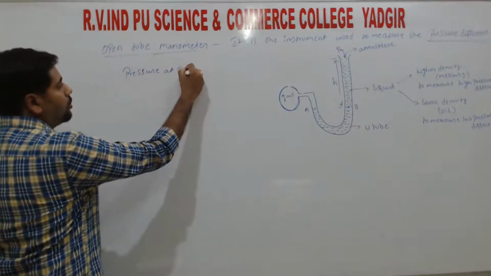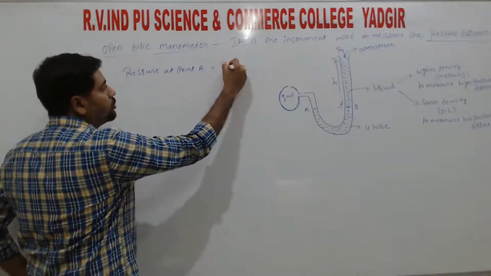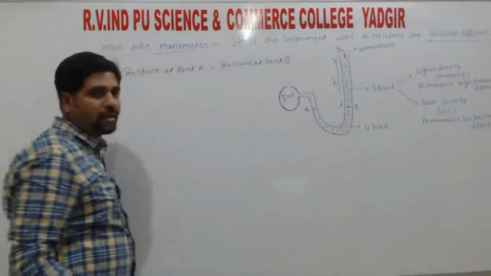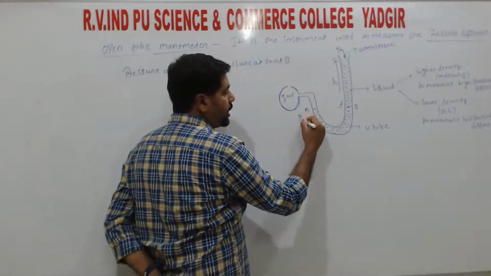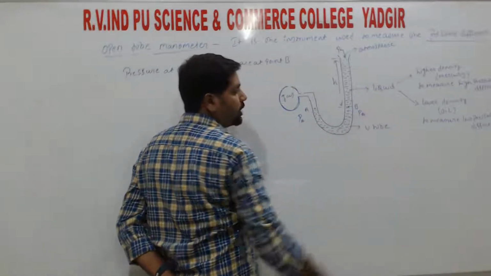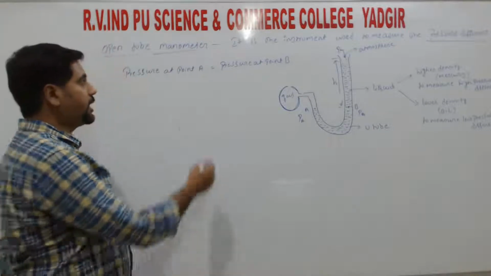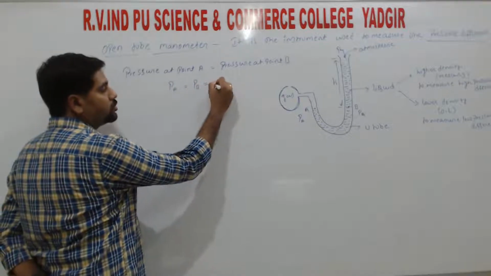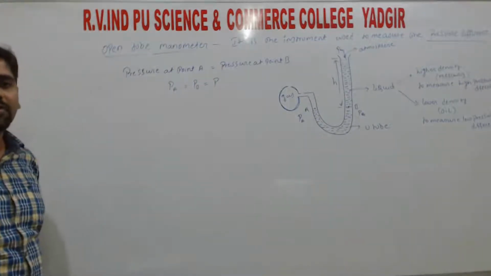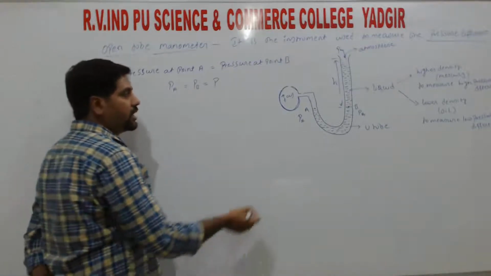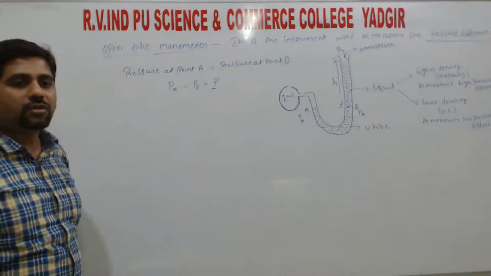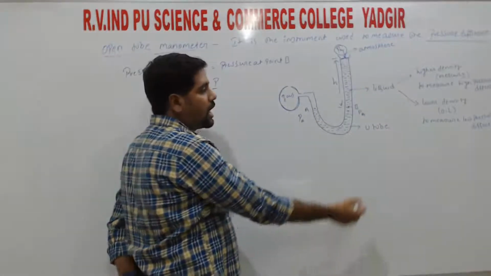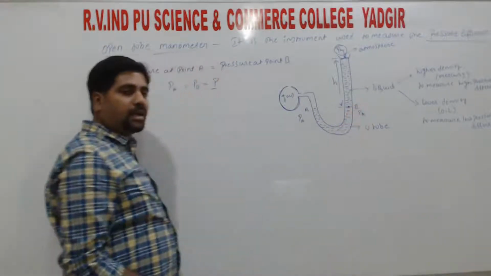So pressure at point A is equal to pressure at point B, right? Here, the pressure at A was PA, so at point B also we have PA. In general we can take pressure at A equals pressure at B, that is equal to P. We were taking a common pressure, and we took that pressure as P, right? So there is a difference in pressure. At the top of the fluid, PA is the pressure, and at point B the pressure is P.